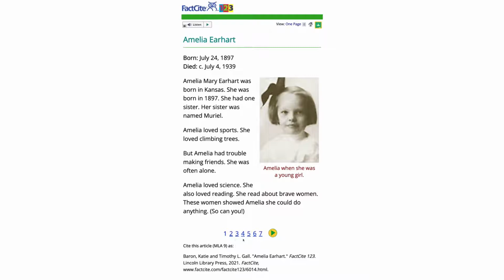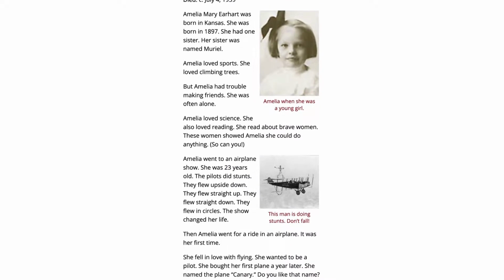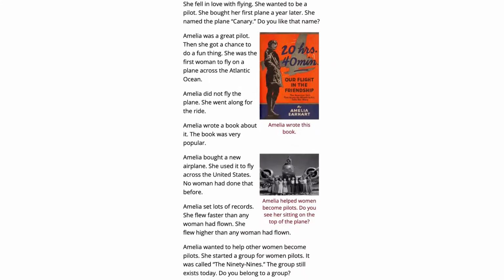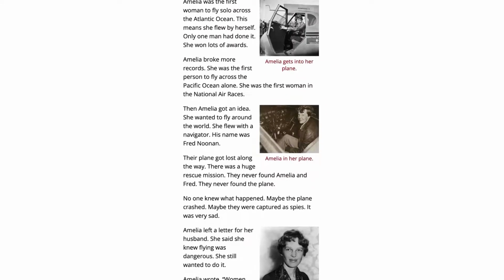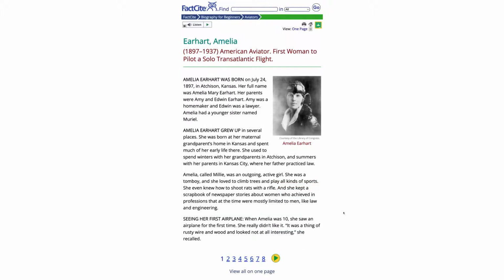Students can view articles in any FactCite database in the page-by-page format. This one has 7 pages, or up at the top, they can toggle to read the entire article as one page. And they can just scroll. Now, if your subscription includes Biography for Beginners, you'll see Step Up to a Reading Challenge at the bottom, which will link to an article at a higher reading level on the same subject.